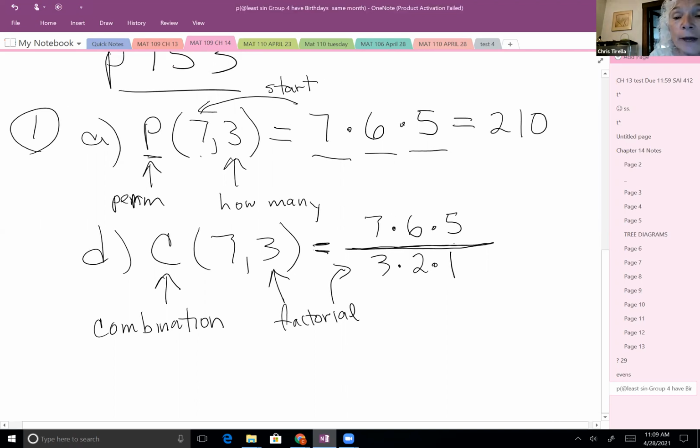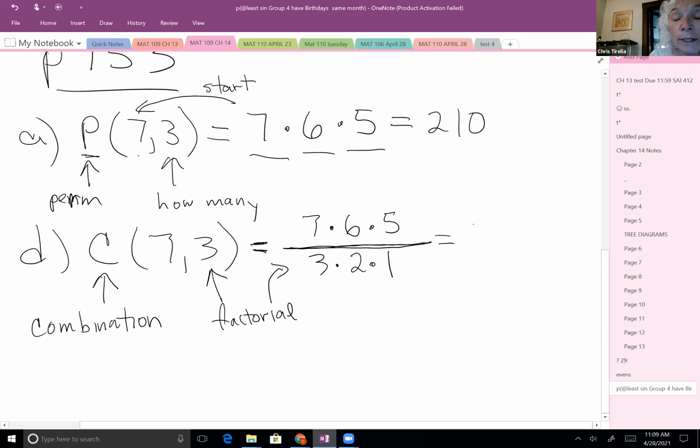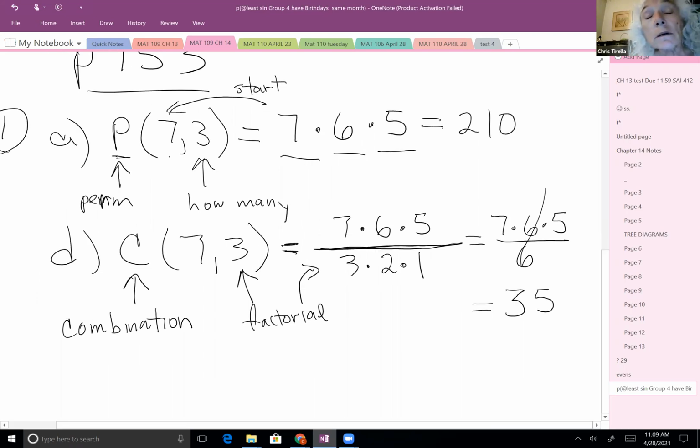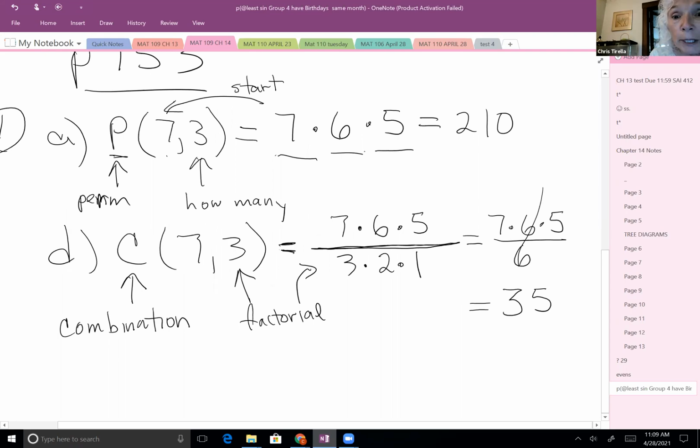And so I'm going to look at that as 7 times 6 times 5 over, multiplying the denominator out, I'll get 6. And so that's just 7 times 5, or 35. Okay. So goofy things: permutations with a P is just the product; combinations with a C, you've got that bottom to it. You have to divide by.